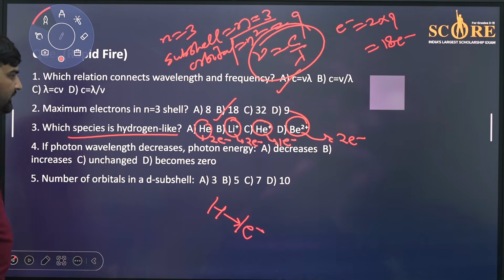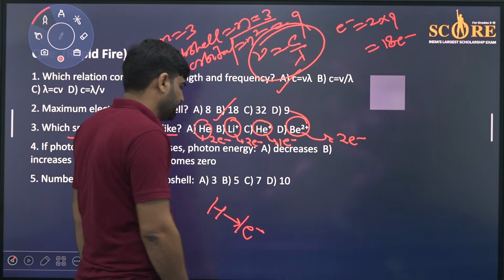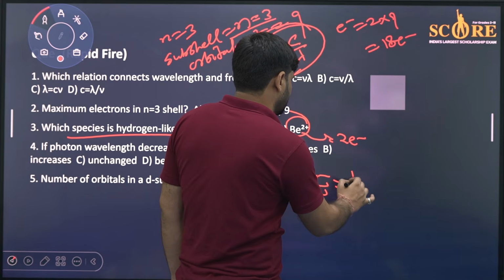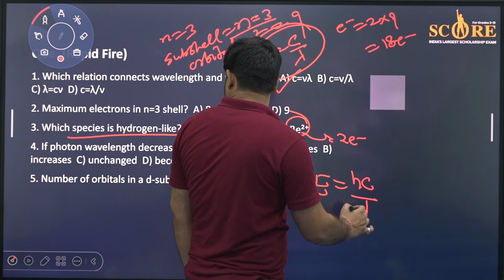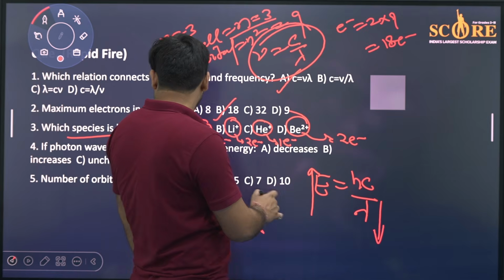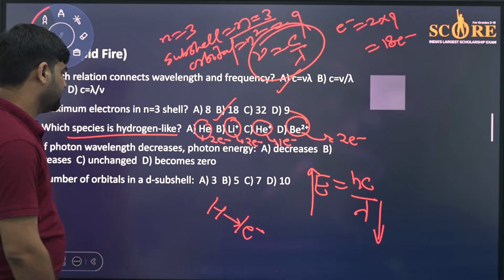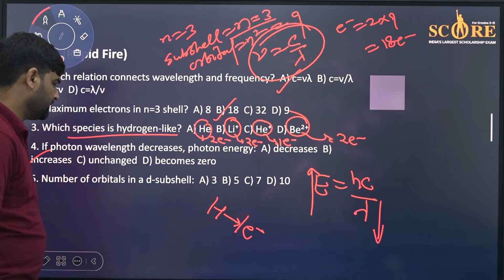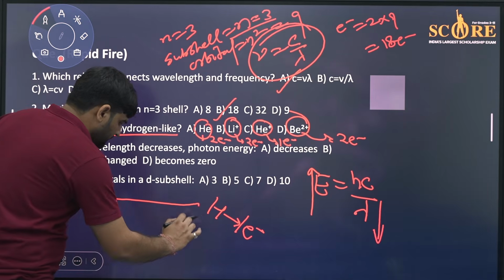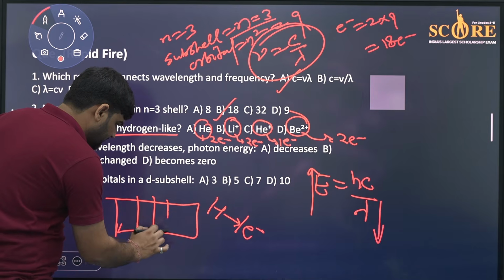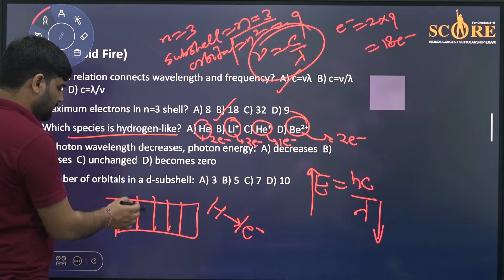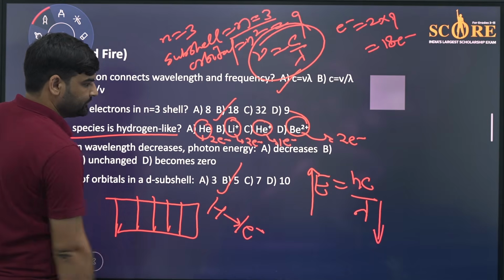If photon wavelength decreases, photon energy increases. We know E equals hc by lambda. If we decrease wavelength, then energy increases. So your correct answer is this. Number of orbitals in a d subshell. So you have to decide what is the number of orbitals in a d subshell. So this is the d subshell and the orbital number is 5.